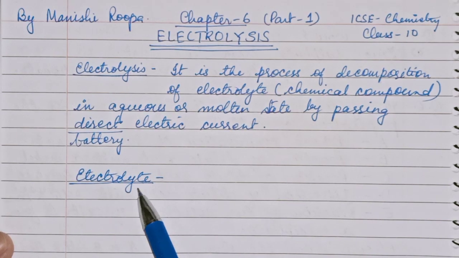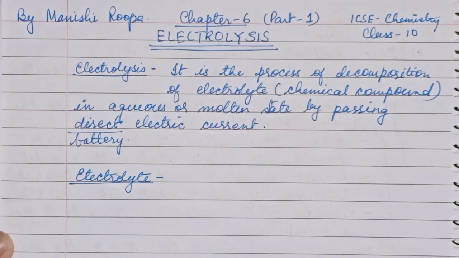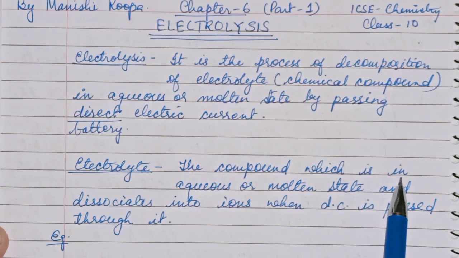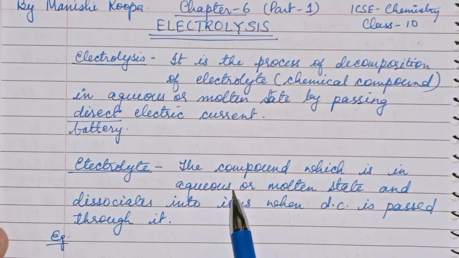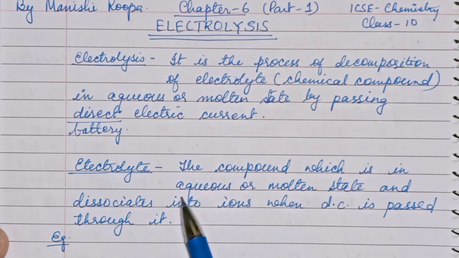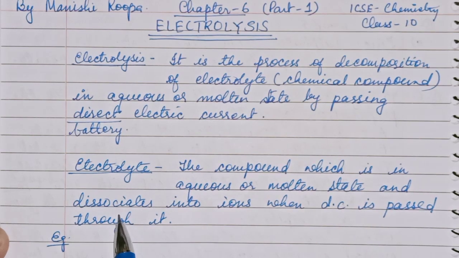Now see, what are electrolytes? Just now I have explained that an electrolyte is a chemical compound which dissociates into ions. What is an electrolyte? The compound which is in aqueous, meaning in the form of solution, or molten state. Molten means when the compound is in the melted form, and aqueous means it is in the form of solution. When a compound is in aqueous or molten state, it dissociates into its ions when direct current is passed through it.